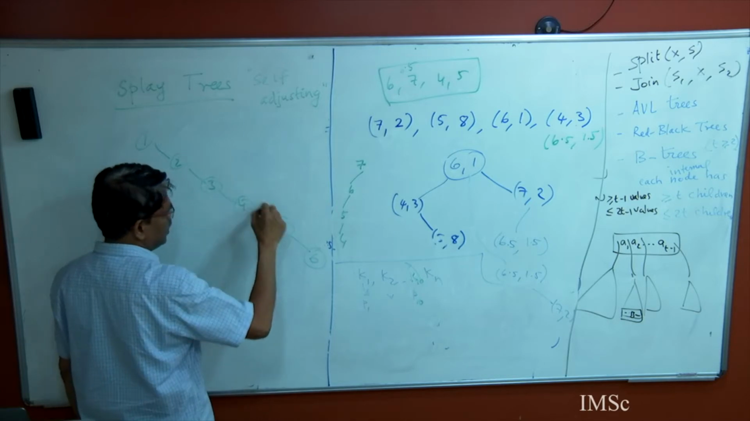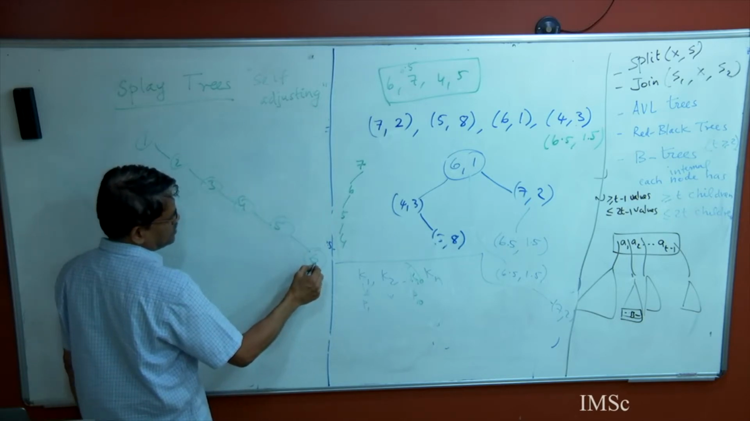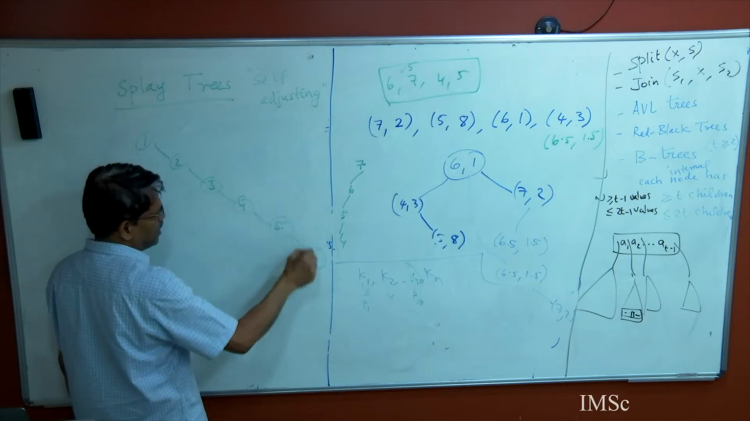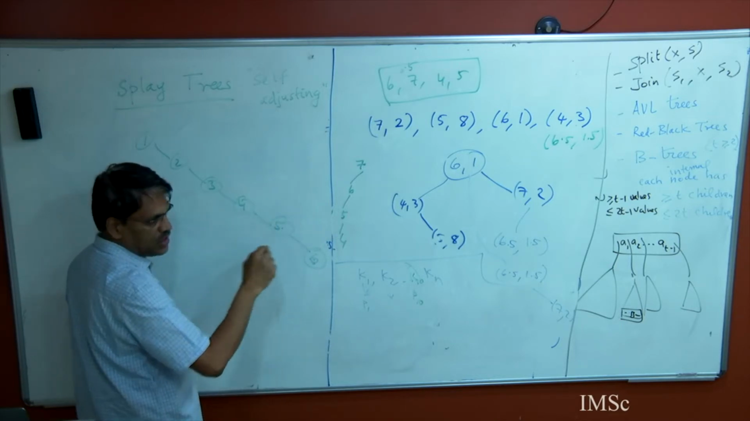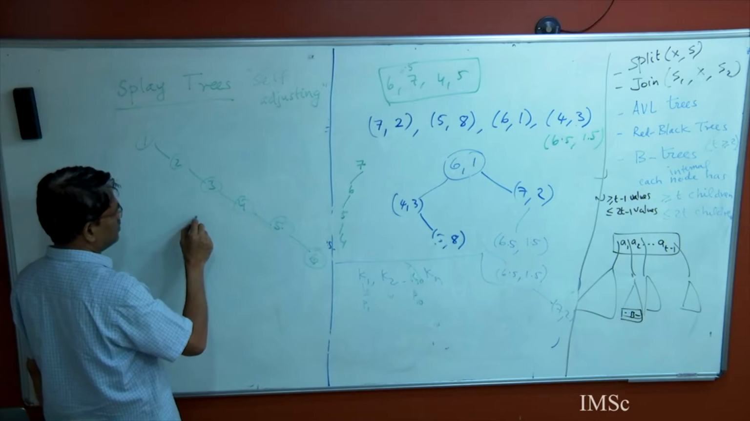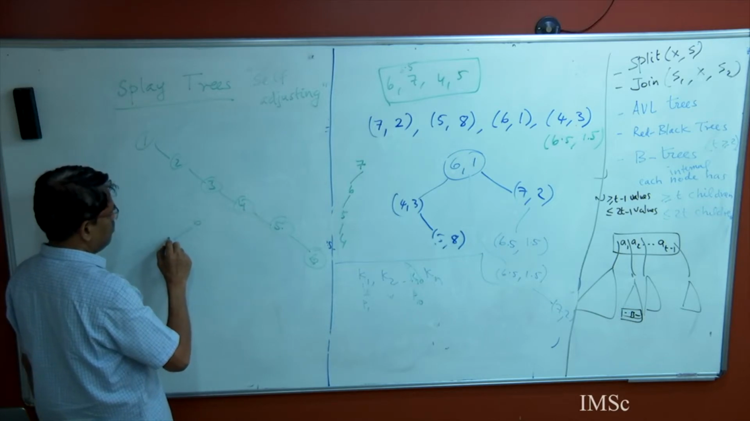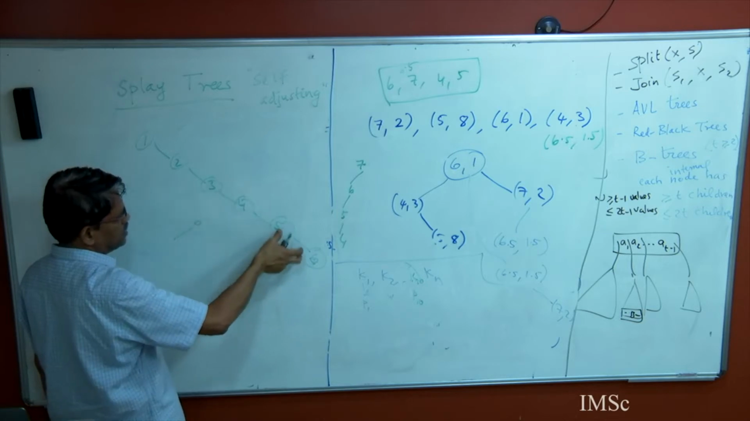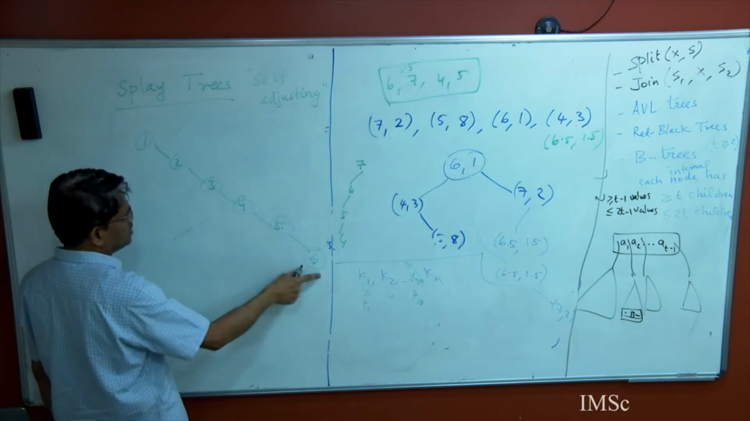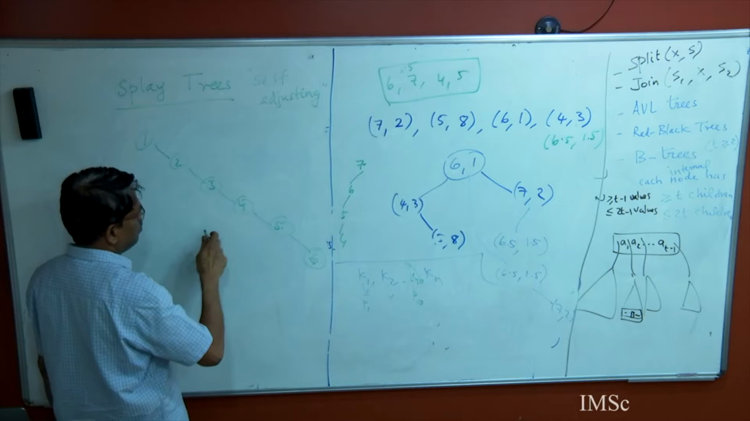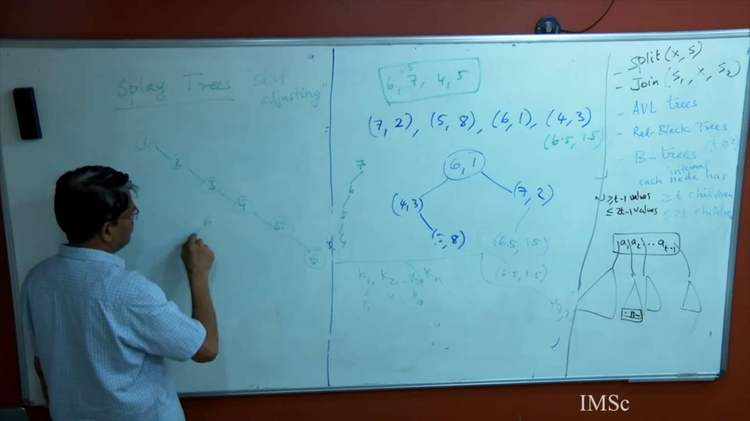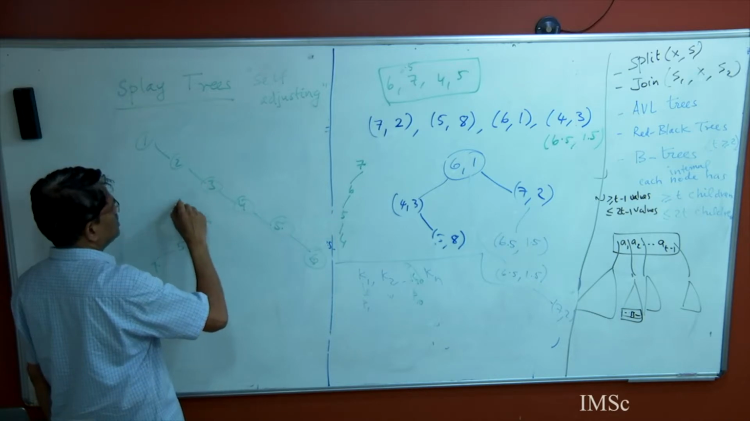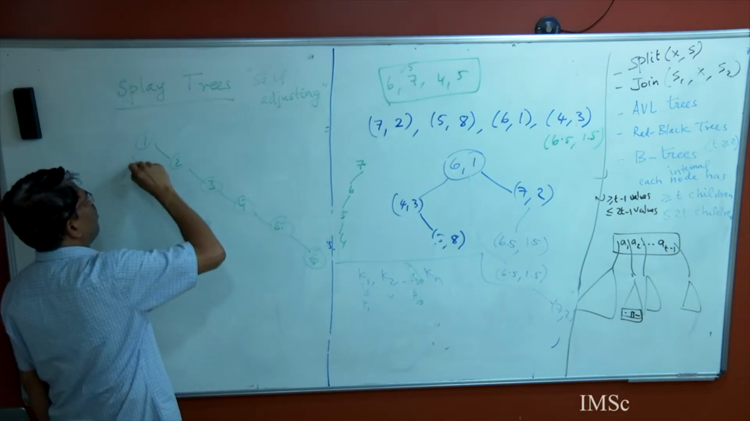So this is a node I'm searching, inserting, whatever. I look at its parent and grandparent, and then do a double rotation. So what happens is 6 goes here. When I do a double rotation here, 6 should go to the root. So it will look like this, and then it's 3, 2, 1.